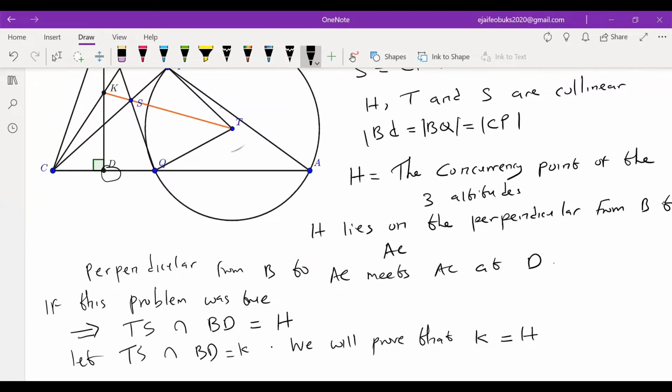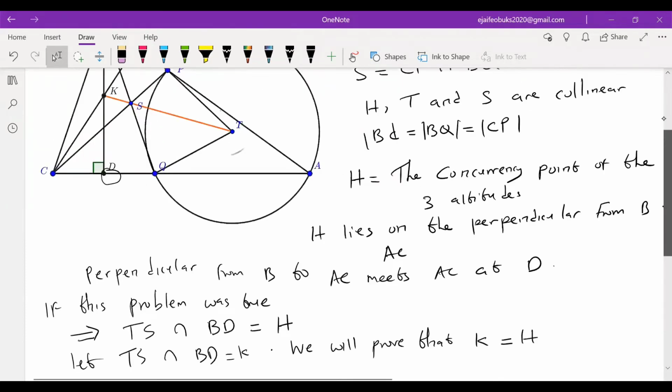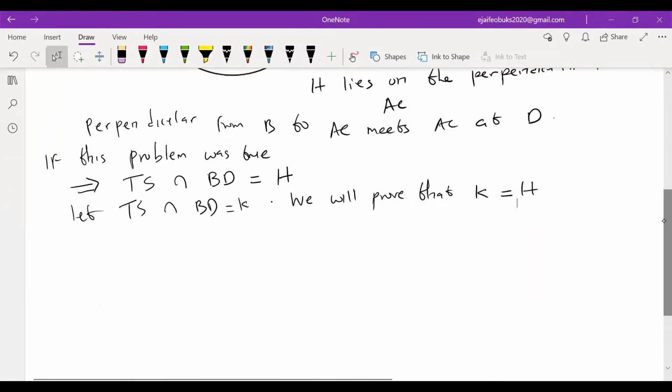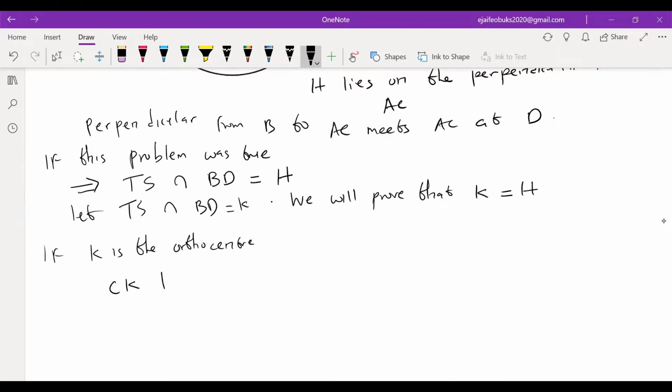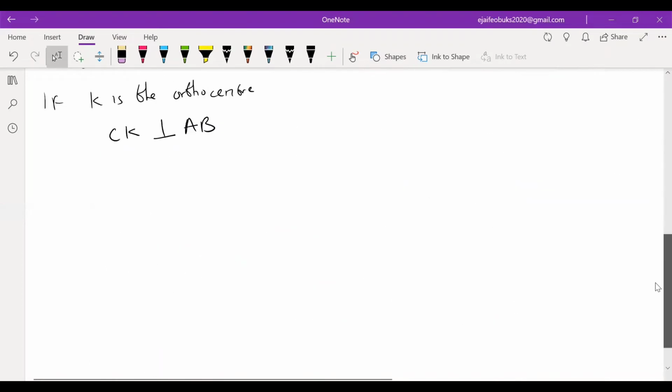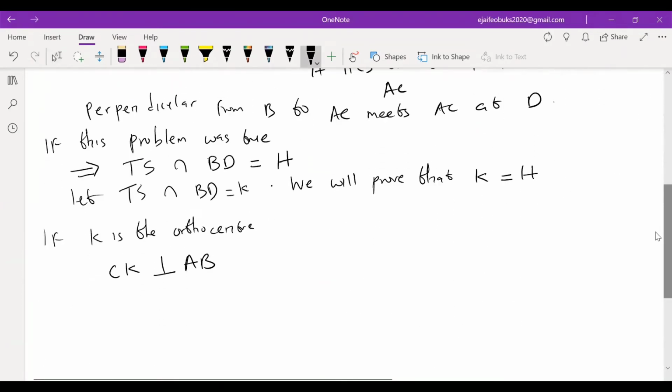How do we do this? We know that if K is the orthocenter, then CK has to be perpendicular to AB. You can check this. That's what it means. Yes, CK has to be perpendicular to AB if K was the orthocenter.